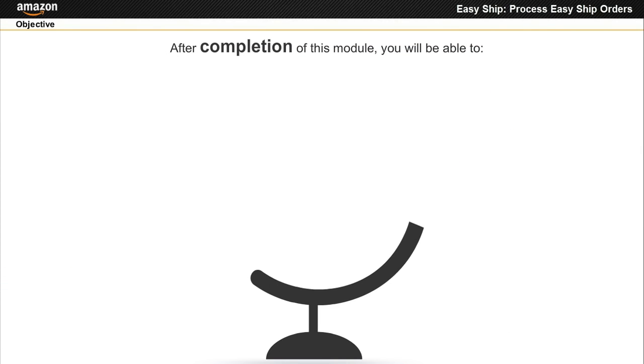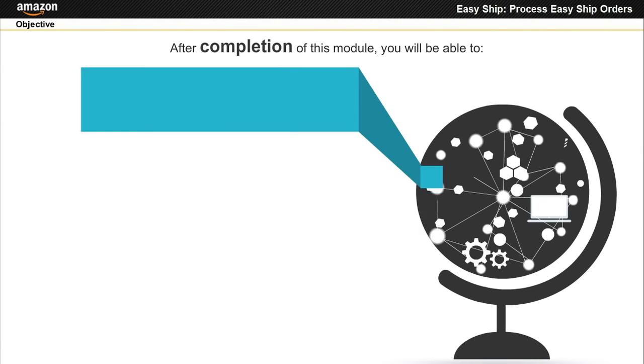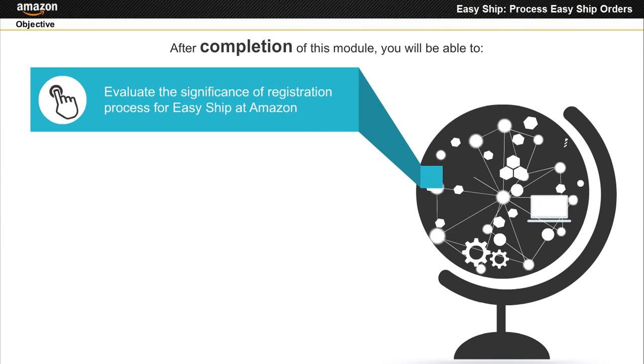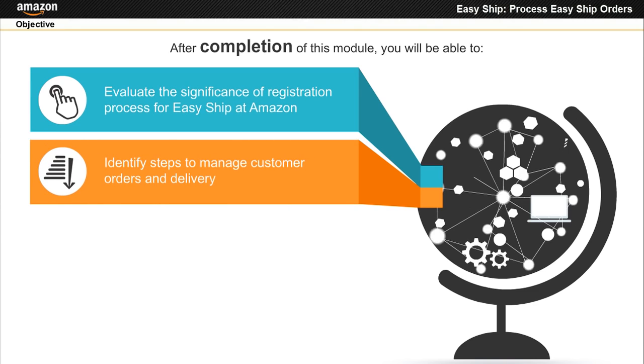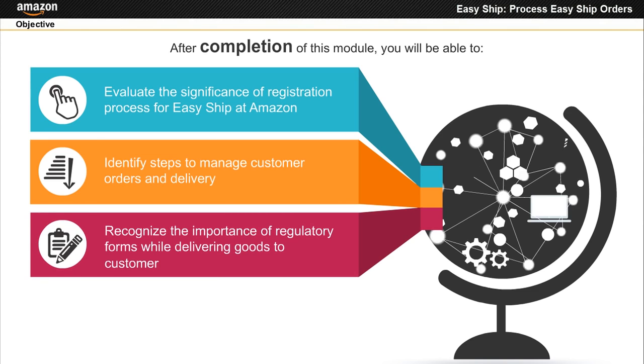After completion of this module, you will be able to evaluate the significance of the registration process for Easy Ship of goods and services at Amazon, identify steps to manage customer orders and delivery, and recognize the importance of regulatory forms and requirements the seller needs to complete to ensure delivery of goods and commodities.